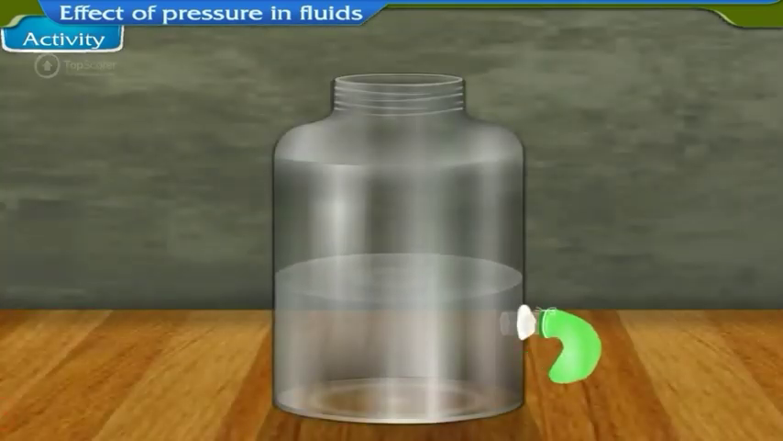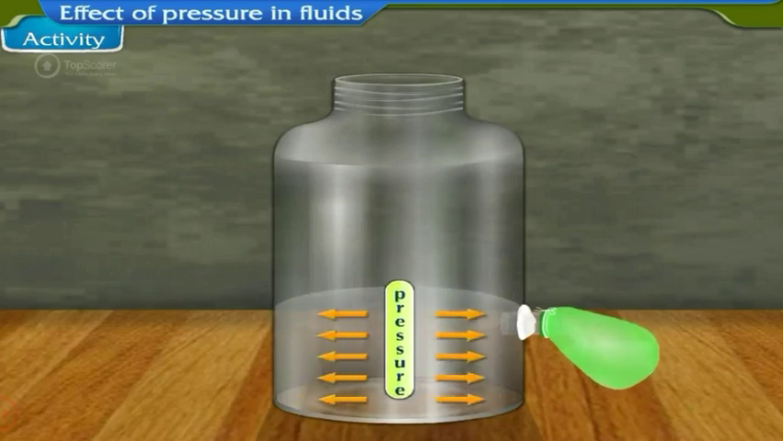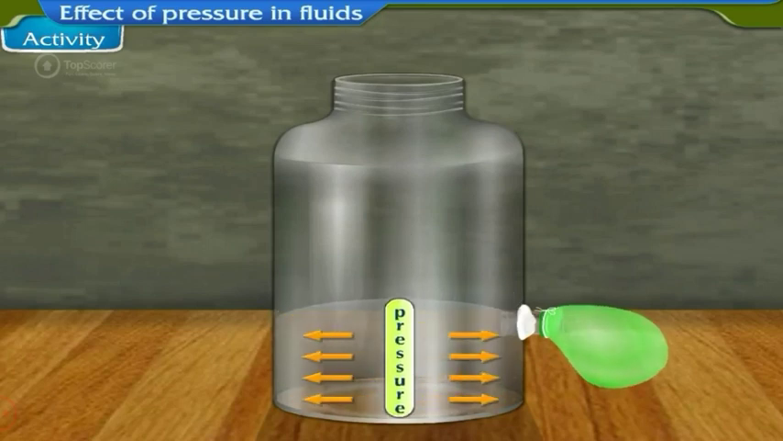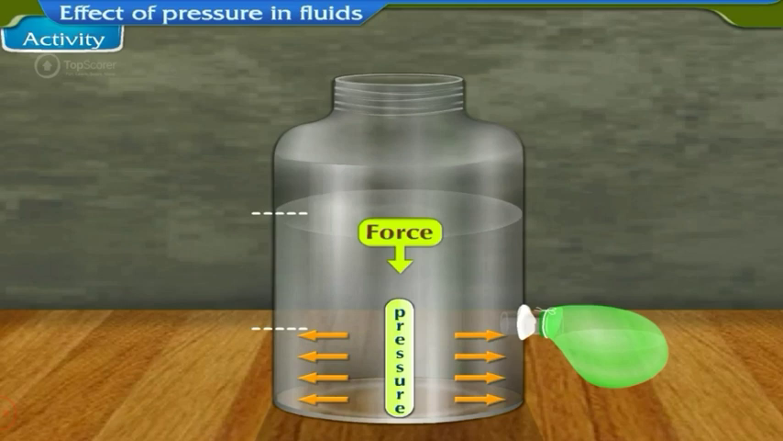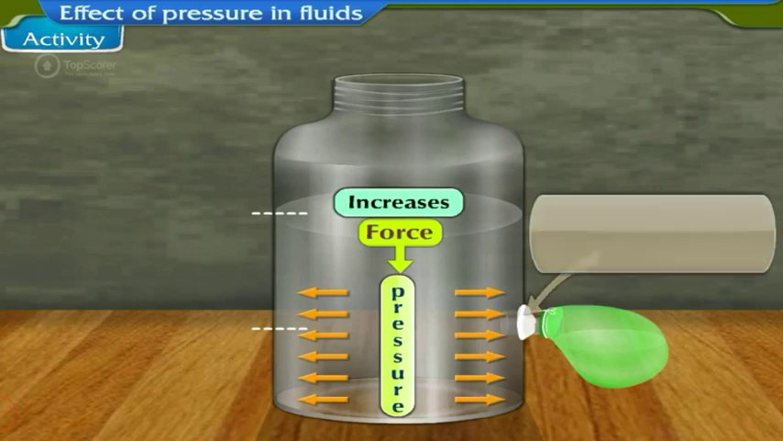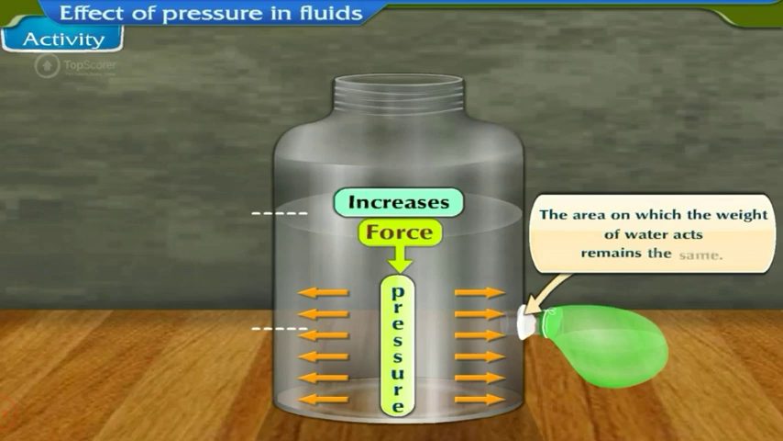Now, you will observe that as more water is poured into the bottle, the level of water rises. As a result, the force exerted by the column of water increases, and so does the pressure. It is important to note that the area on which the weight of water acts remains the same.